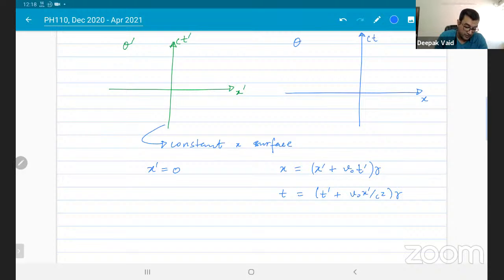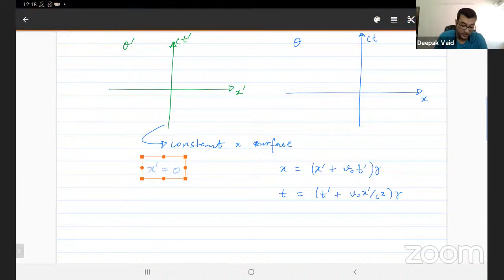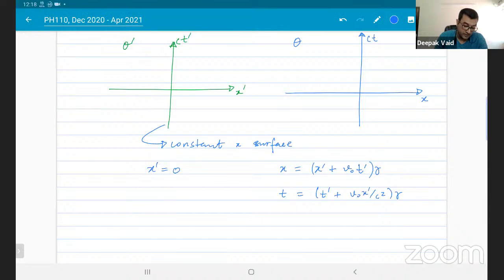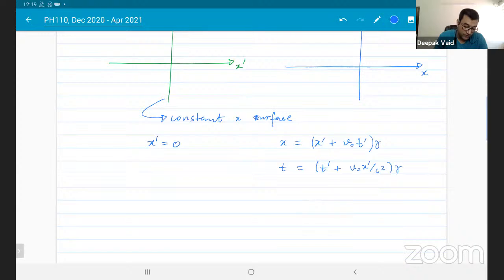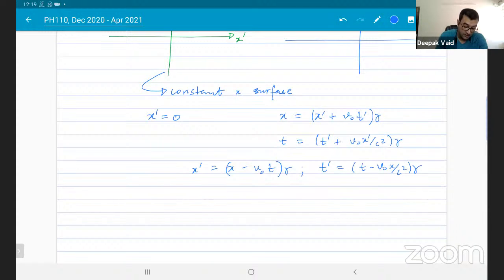Right. Now all we need is this equation x prime is equal to 0. So what we need to do is write down x prime in terms of x and t. Well, that will just be the inverse of this transformation. So x prime is equal to x minus V naught t, times gamma, and then t prime is equal to t minus V naught x by C squared, times gamma. Right. This is just the inverse transformation, so the velocity just changes sign. And now my equation is x prime is equal to 0. So if I set that equation to be true, right?